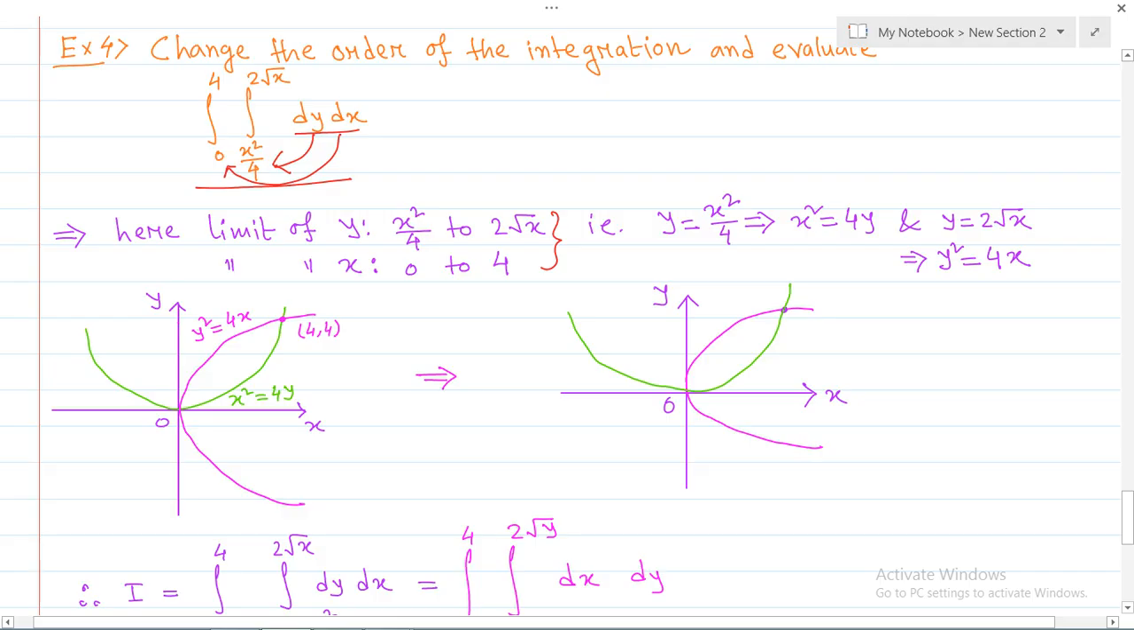Now y equal to x square by 4, what does it mean to us? That is x square equal to 4y. So it is a U type parabola, right?